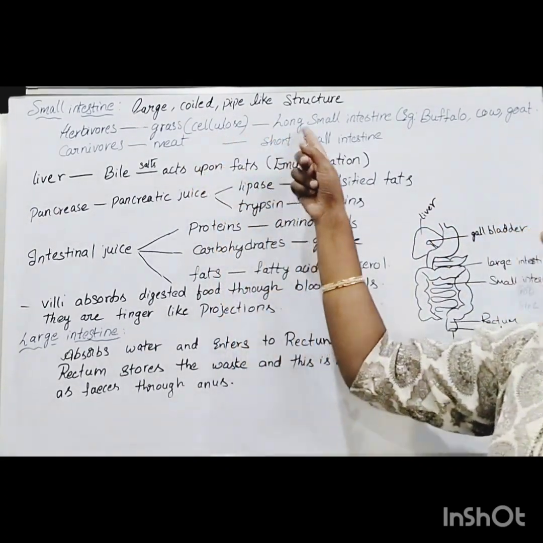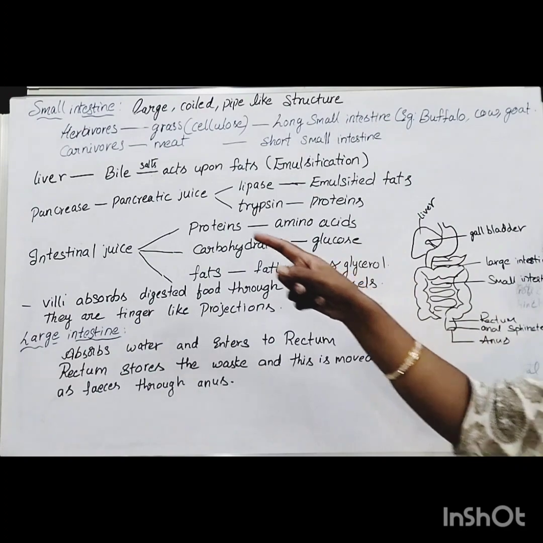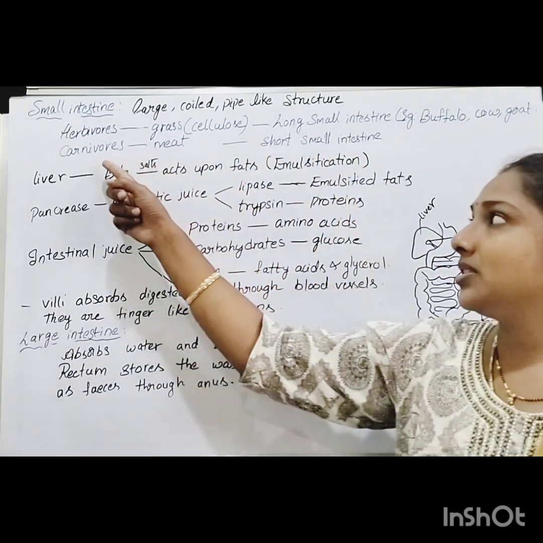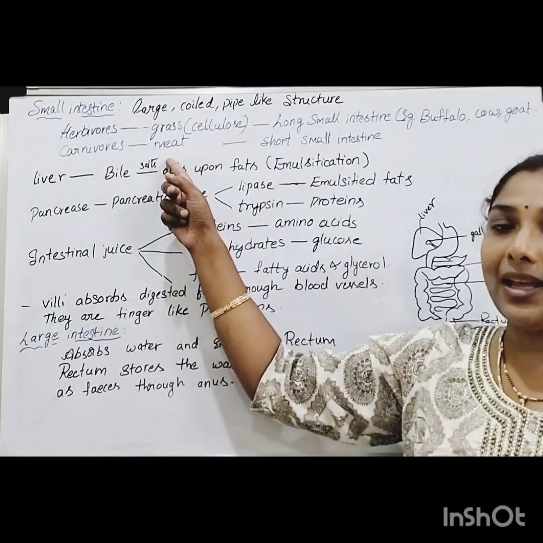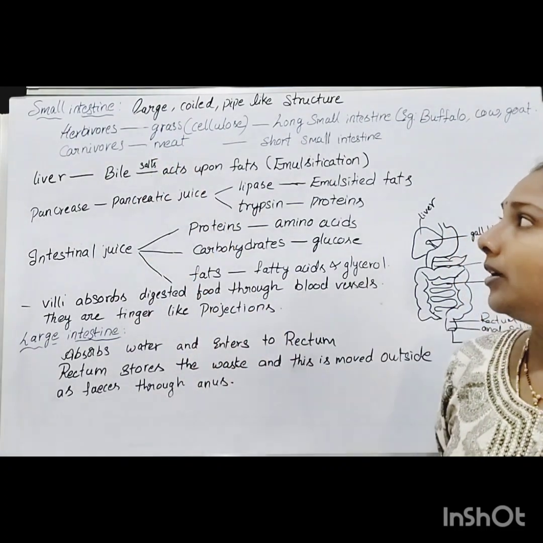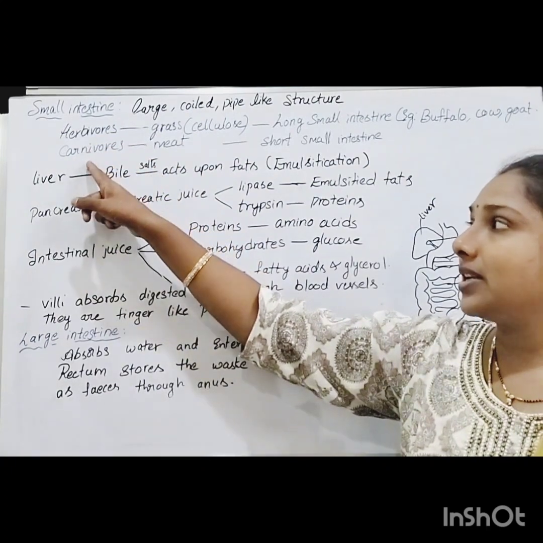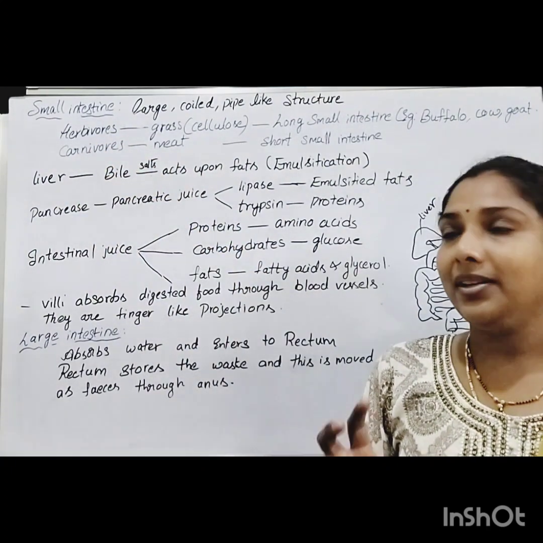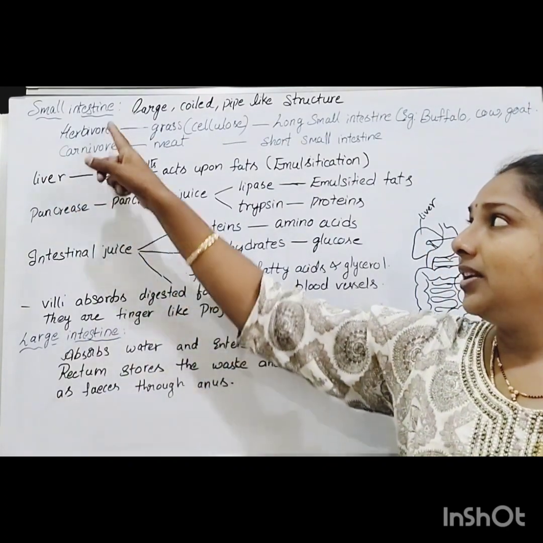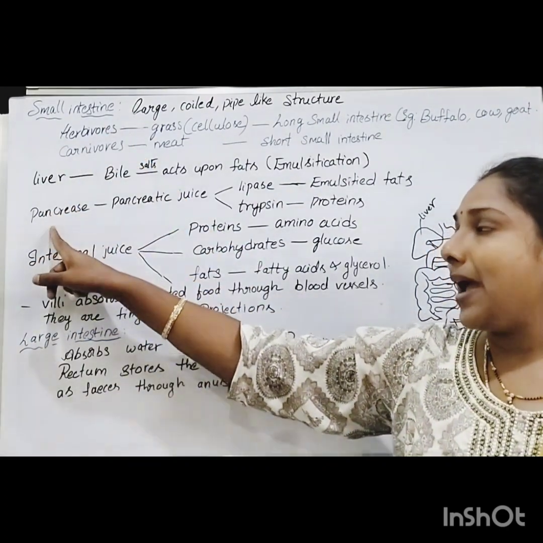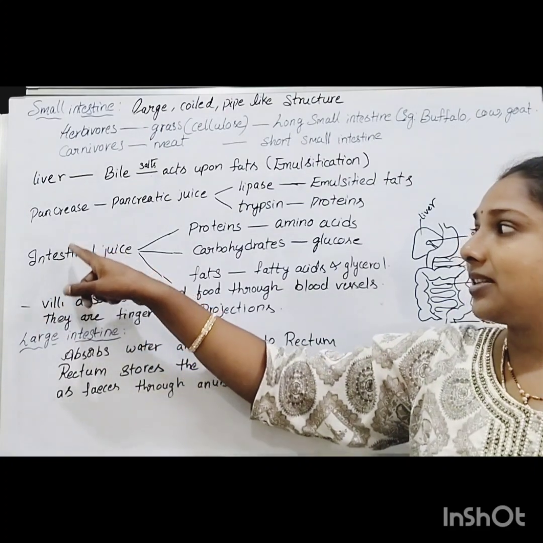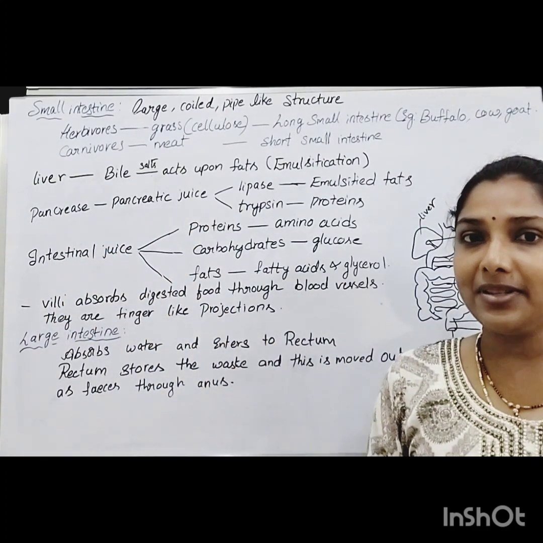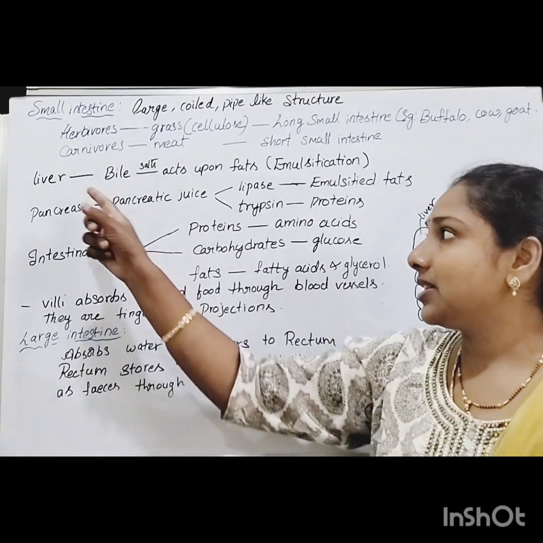cellulose. So they have a long small intestine, whereas carnivores have a short small intestine because they consume meat as the food material. So this is the difference between herbivores and carnivores, why they have different types of small intestine. So next, in the small intestine, the liver, pancreas and these intestinal walls play an important role in releasing different substances. What are they? We will see.